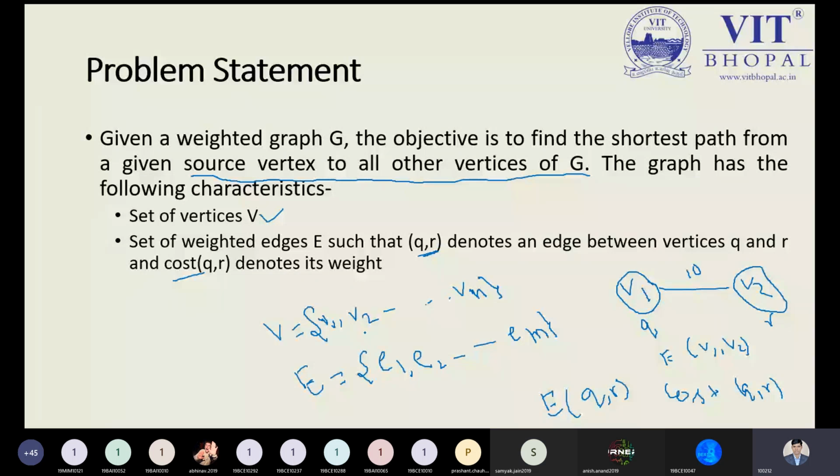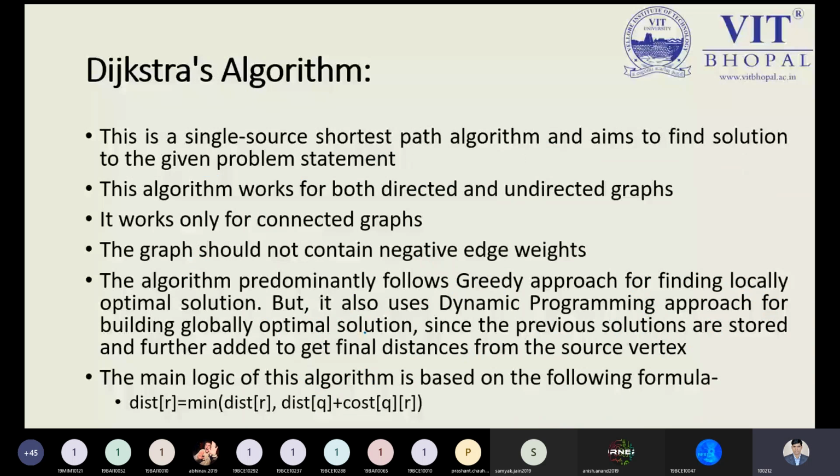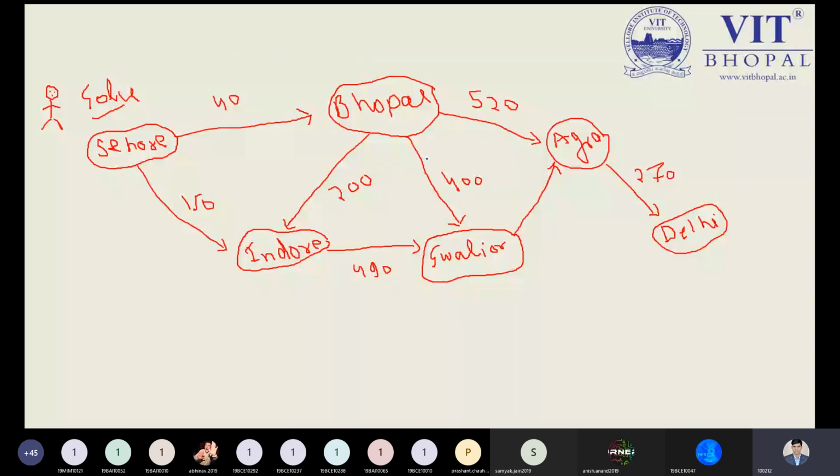Okay, now in the Dijkstra algorithm we need to understand all the points properly. This is a single source shortest path algorithm, and the aim is to find the solution to the given problem statement, which is already given. The algorithm works for both directed and undirected graphs. This is the point we need to keep in mind. But in this example, what we have is a directed graph. It could be undirected as well.